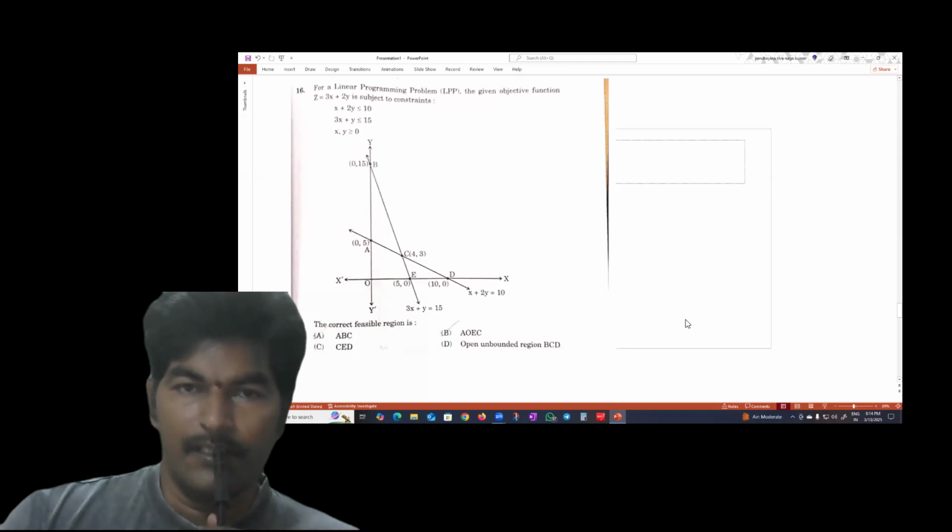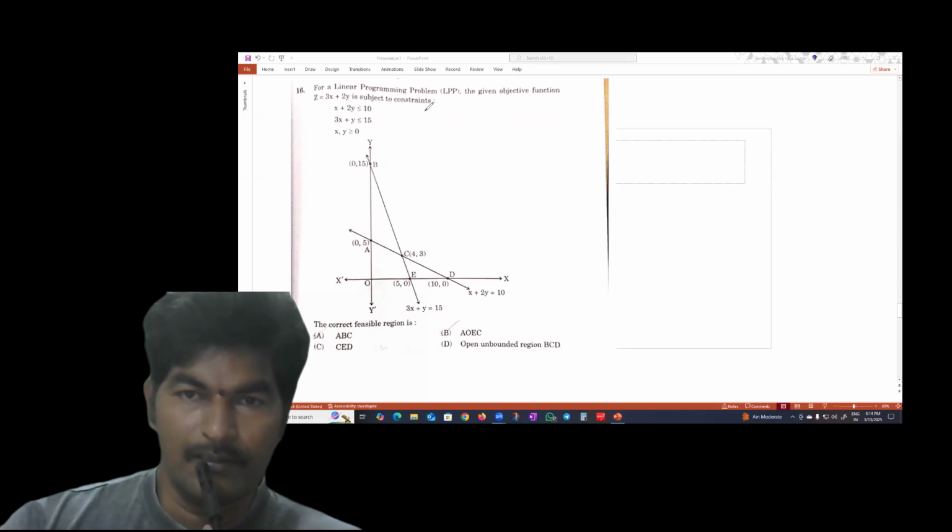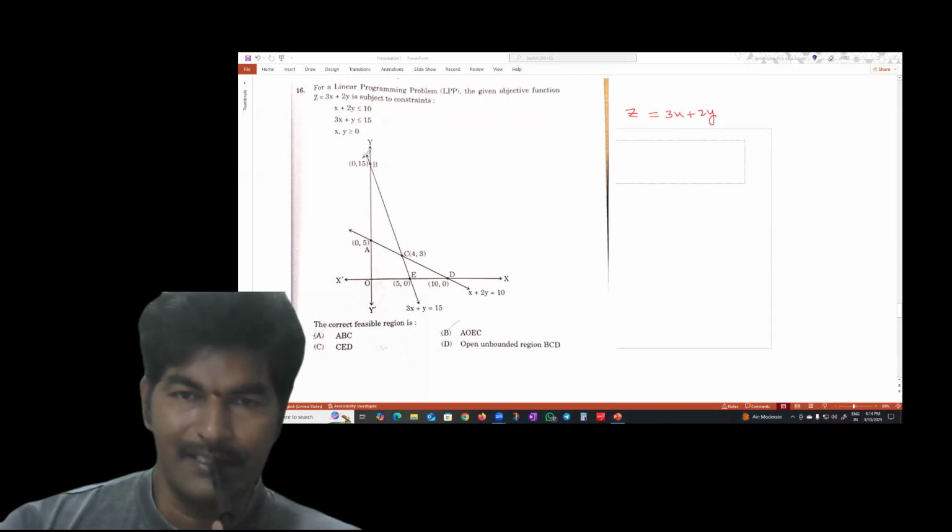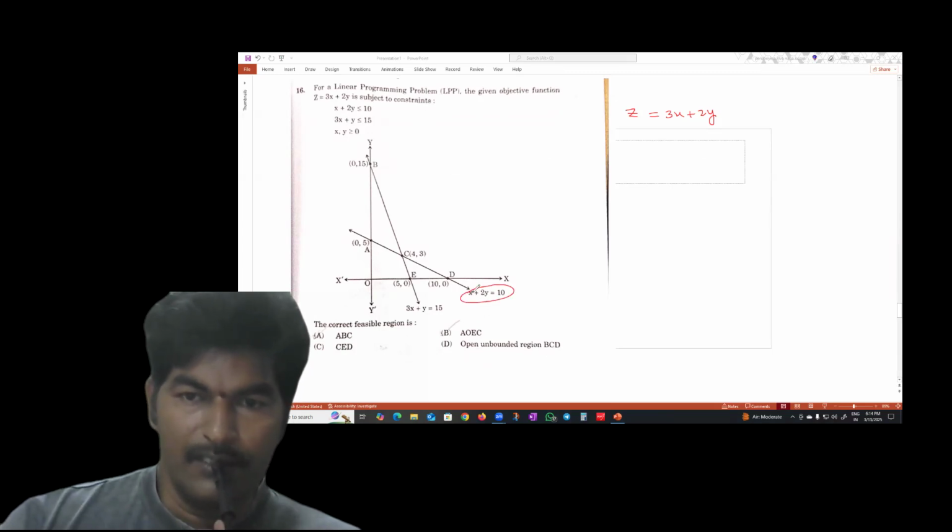So for the linear programming problem, LPP, the given objective function z is equal to 3x plus 2y, subject to constraints, some constraints they said and shown in the figure also. x plus 2y less than, where is x plus 2y? This one, x plus 2y equal to 10, this line, A, C, D line, okay?